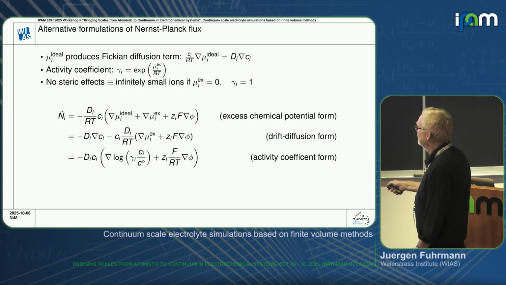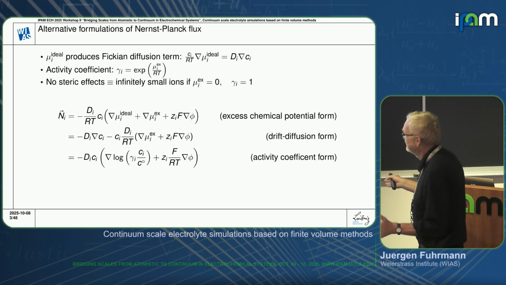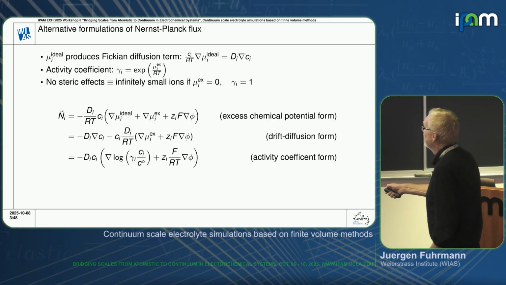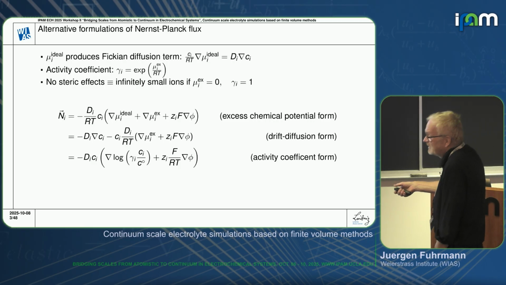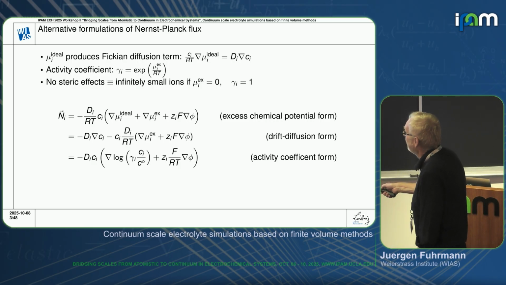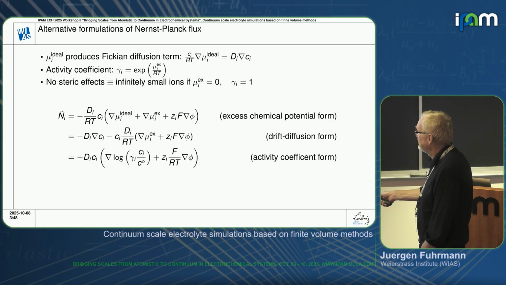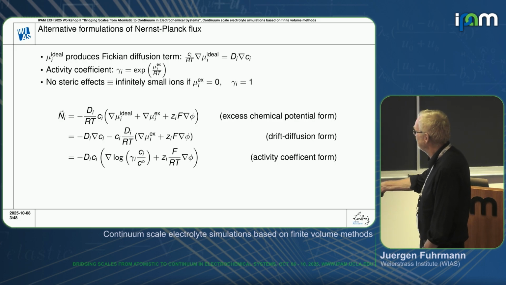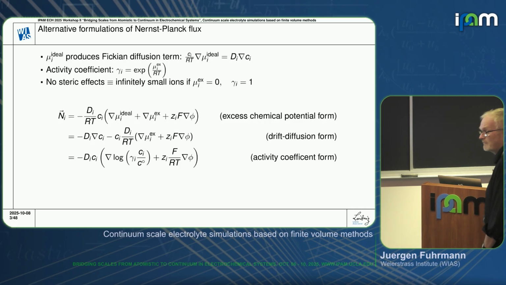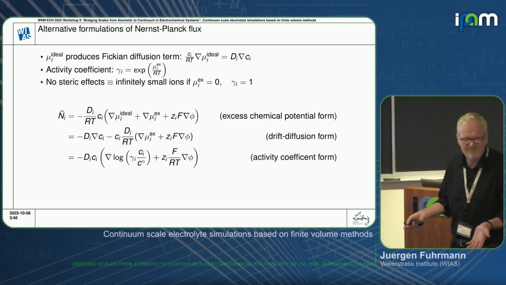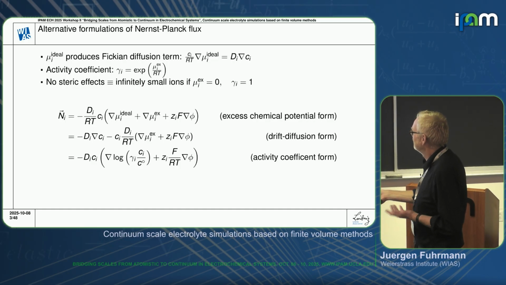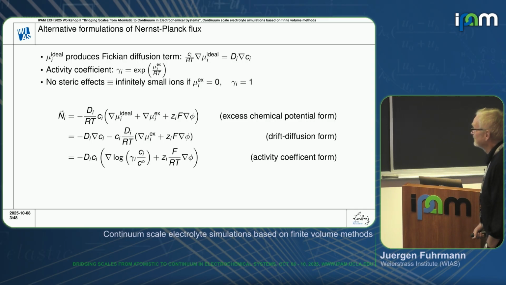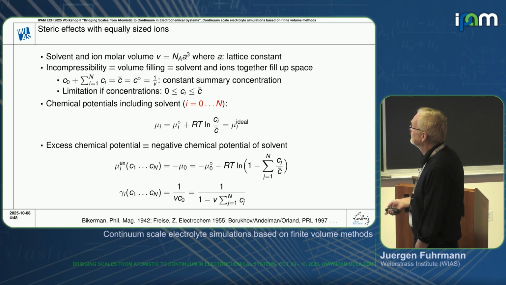There are different sub-languages in this field. Some people talk about excess chemical potentials, others talk about activity coefficients. In this context, the activity coefficient is just the exponential of the excess chemical potential. Once we have it, we can write the very same Nernst-Planck flux in a form where we write the logarithm of the activity coefficient times the molar fractions. Stefan Ringe, for instance, writes Nernst-Planck fluxes in this way, so you have different possibilities here. And as I said, this gives rise to different ways to treat them mathematically.